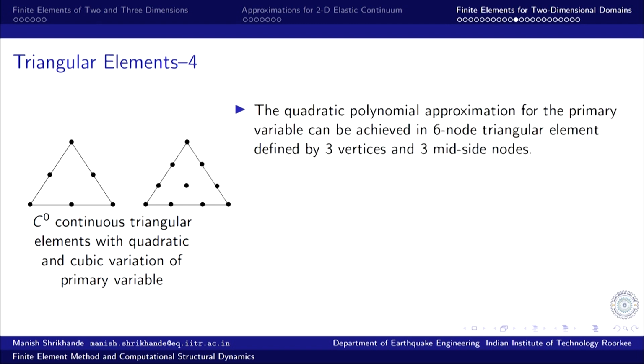So, quadratic polynomial approximation for the primary variable can be achieved with 6 node triangular elements defined by 3 vertices and 3 mid side nodes. The 6 nodes for interpolation provide 6 constraints for evaluating the coefficients of the polynomial approximation, just as we did with the PC inverse. We can define a unique mapping between the nodal coordinates and the interpolation function for that node, satisfying the interpolation criteria N_I(x_j, y_j) is equal to delta_Ij.